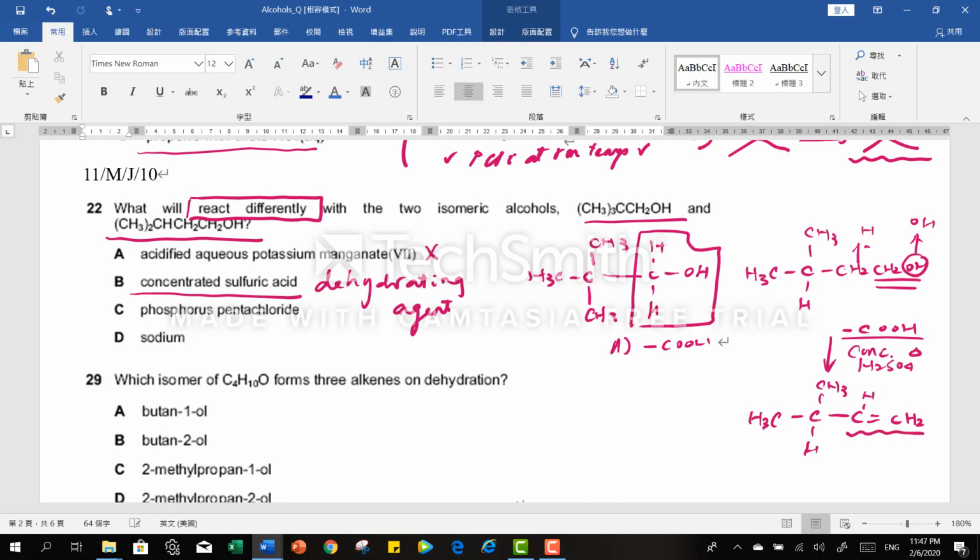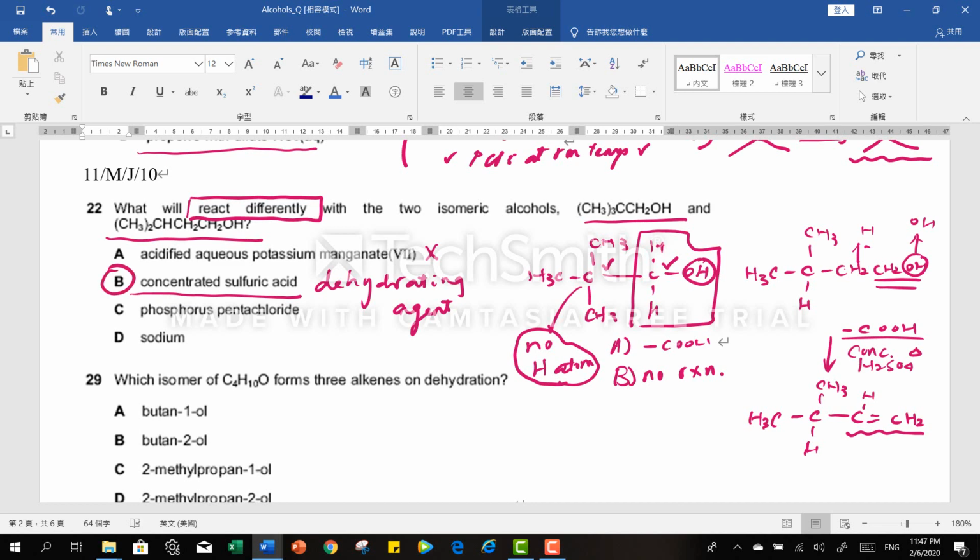But for this one, as I said, you have OH at this carbon, but at the neighboring carbon there is no hydrogen atom. So in this way, you cannot remove the water, because water is formed when one OH is eliminated from one carbon and the H is eliminated from the carbon nearby. Since there is no H, there will be no reaction for B with concentrated sulfuric acid. Then obviously the answer is this one.